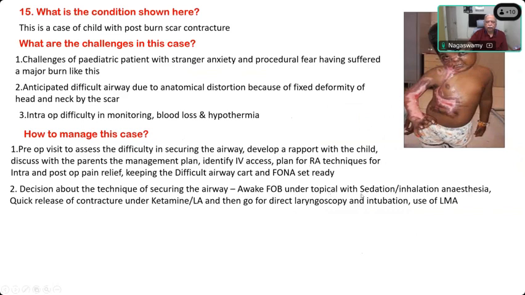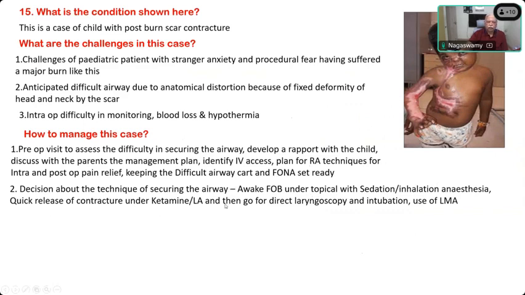FOB under topical, but this small child, just putting the person's xylocaine and trying FOB may not work out well. So you can go for either IV sedation and then topicalize the airway and do the intubation with the fiber optic, or take up the child with inhalation agent, then topicalize the airway and proceed with intubation.